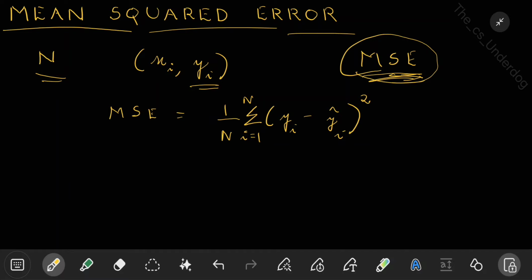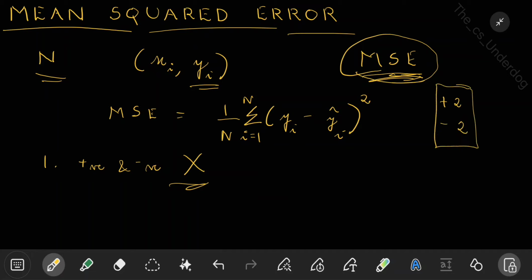So first of all, let us see why you are squaring the term here. The first advantage of squaring is that positive and negative errors will not cancel out each other. Otherwise, if you simply use yi minus yi cap, and in one case you have an error of plus 2 and in another case an error of minus 2, when you finally add all these errors, both will cancel out.